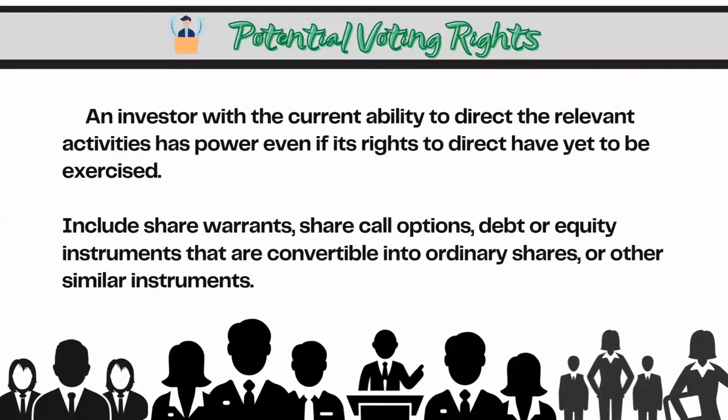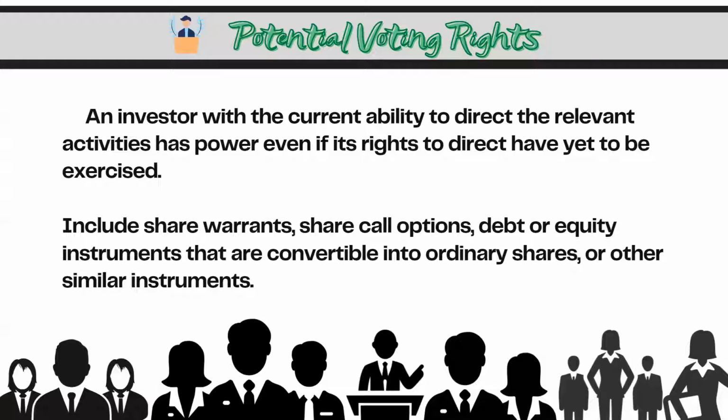Okay. Next, we have the potential voting rights. An investor with a current ability to direct relevant activities has power, even if its rights to direct have yet to be exercised. This is true in the case of potential voting rights. Accordingly, when assessing whether it controls an investee, a parent shall consider potential voting rights that are currently exercisable, irrespective of management intention or financial ability to exercise them.